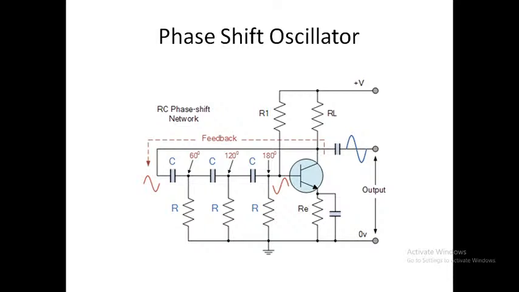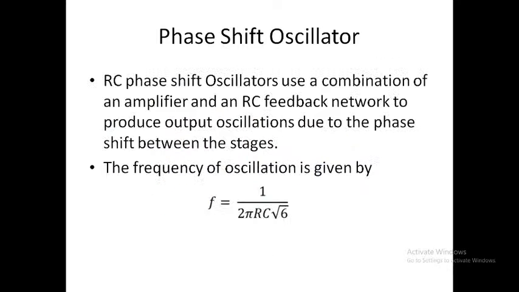So that your Barkhausen criterion will be satisfied, that the total phase shift around the closed loop should be 360 degrees. So this is the phase shift oscillator diagram. The RC phase shift oscillator uses a combination of an amplifier and an RC feedback network to produce output oscillations due to the phase shift between the stages.